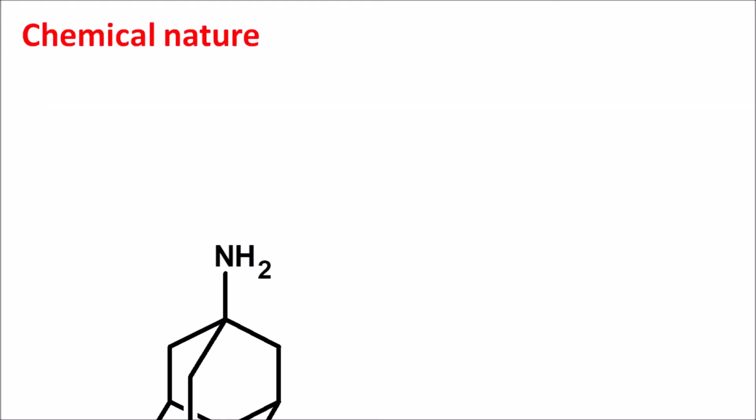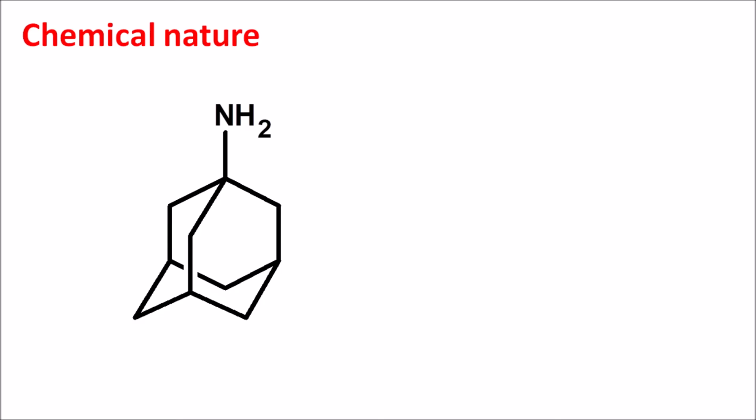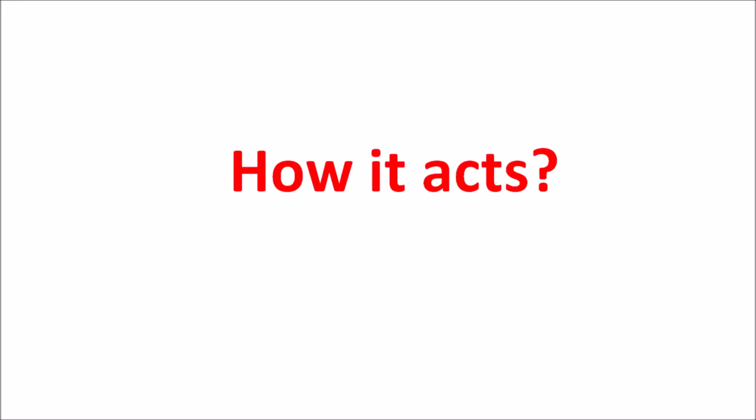Now let us see the chemical nature of this drug. So this is the structure of Amantadine. We can see the ring system, the adamantane nucleus, which is attached with an amine group at the first position. So this is simply adamantan-1-amine. Now let us see how this drug acts.